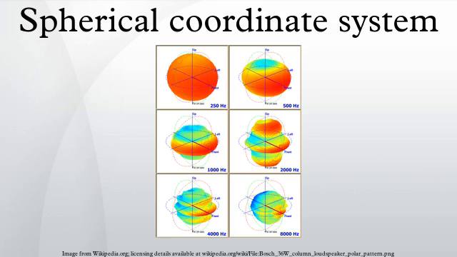In mathematics, a spherical coordinate system is a coordinate system for three-dimensional space where the position of a point is specified by three numbers: the radial distance of that point from a fixed origin, its polar angle measured from a fixed zenith direction, and the azimuth angle of its orthogonal projection on a reference plane that passes through the origin and is orthogonal to the zenith, measured from a fixed reference direction on that plane.